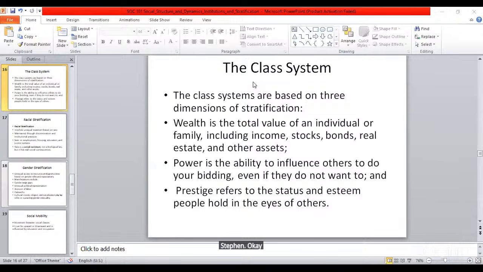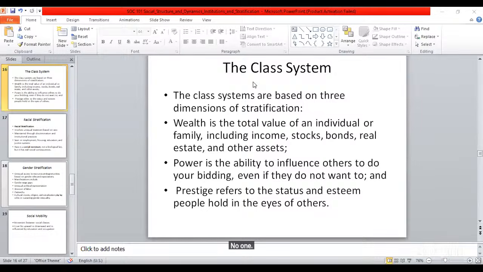Okay. The class system is based on three-dimensional classification. So the first one is wealth. And wealth is the total value of an individual or family, including their income, their stocks, their bonds, their real estate, and other assets. So another dimension is that of power. Power is that you influence others to do your thing, even if they do not want to.